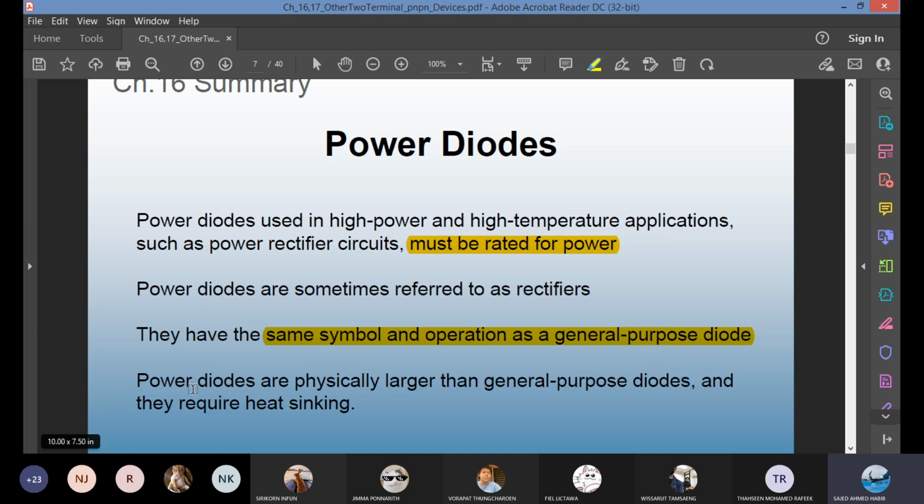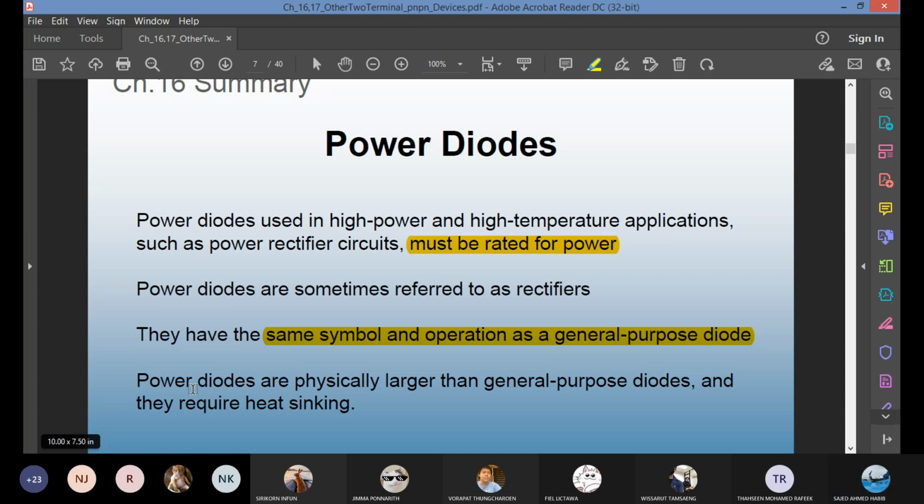If you put it in, for example, a circuit board, you create a motherboard and some circuit, they need heat sinking. The power diodes heat up really fast. So you have to put a heat sink which will take heat away from the power diode so that it does not get damaged and the components surrounding it also do not get damaged.